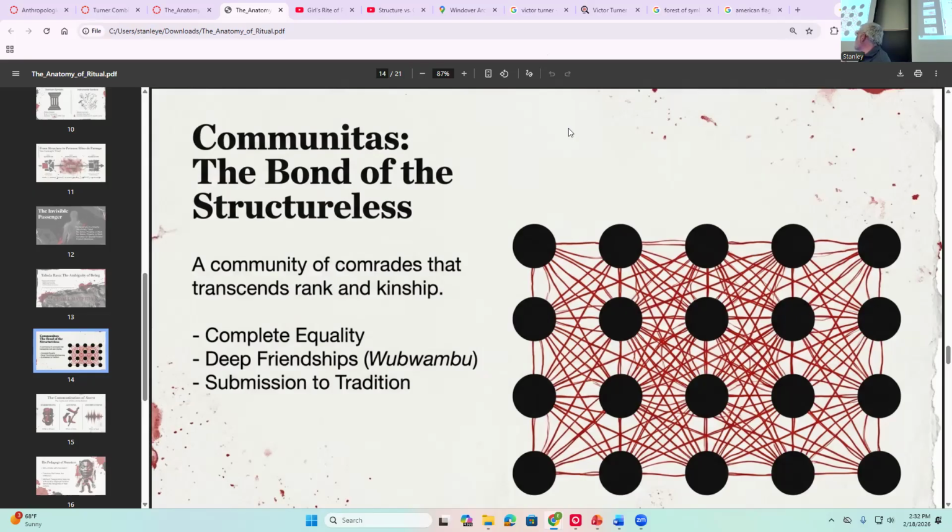But even though this time of structurelessness ends and you're reincorporated into structure, the bonds between you last throughout your life. And there are these great anecdotes he has about a commoner being able to go talk to the chief, even though they have very different statuses, because they went through this ritual together. And it's like, hey, remember back in the day, we went through that together, right? And we have this bond together.